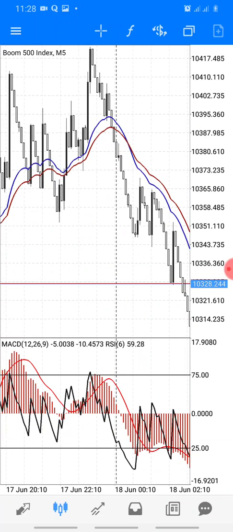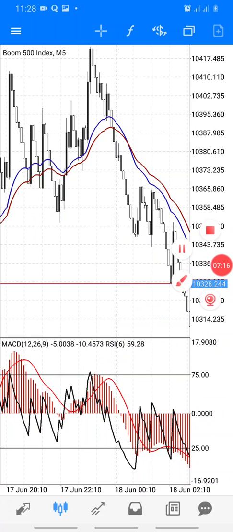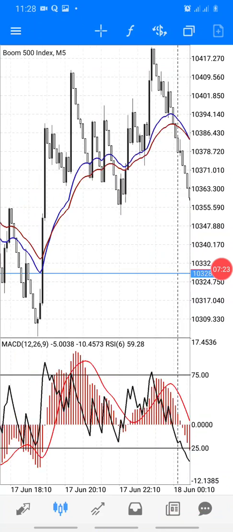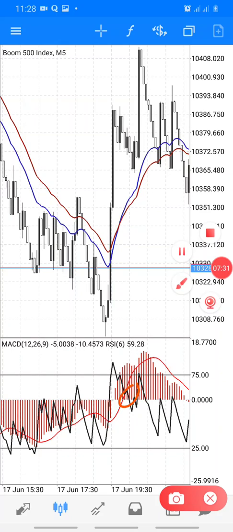Let's check another instance as well. This is another one when it's crossing below the 75 line. That's another instance to enter the market. Let's check on others. This is another instance again when it crosses downward.